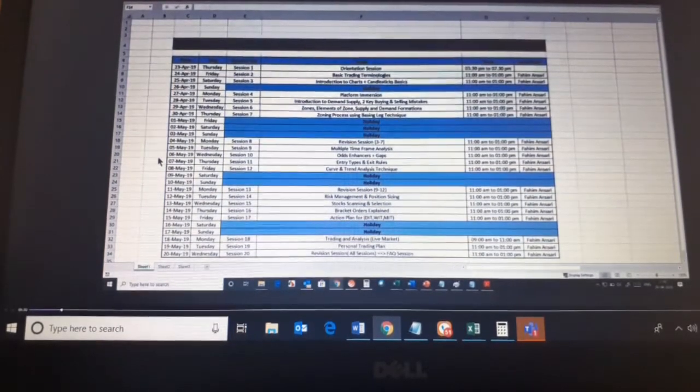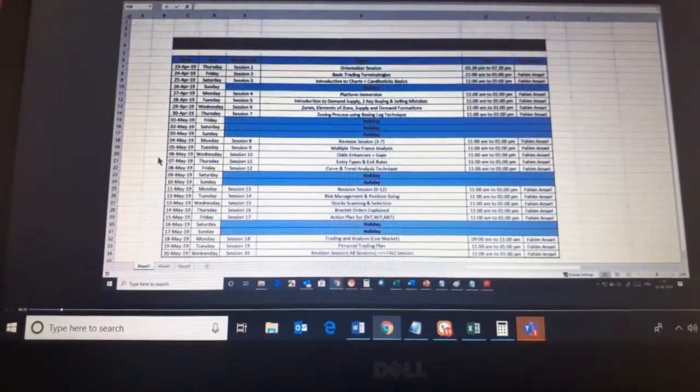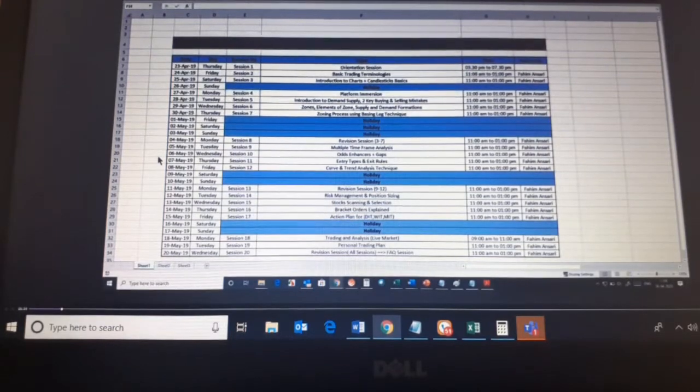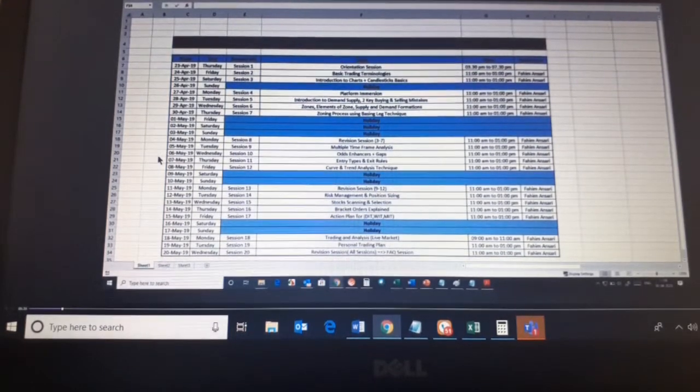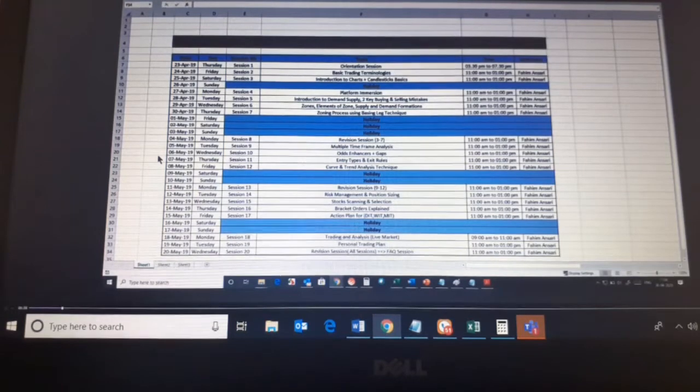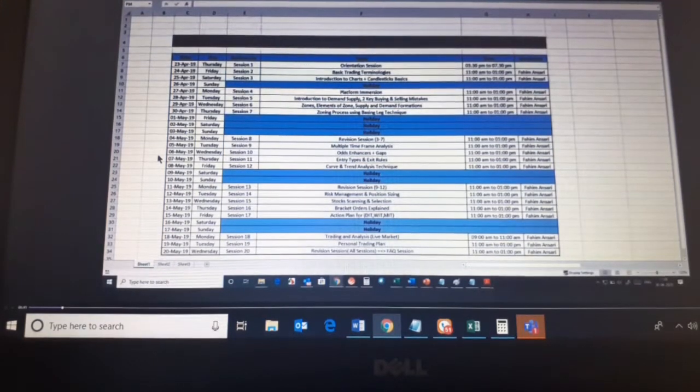Okay, then we did something called tested zones. Tested zones are those zones where price has entered at least once. It has touched the proximal line, or gone into the zone, or it might touch the distal line. Okay.